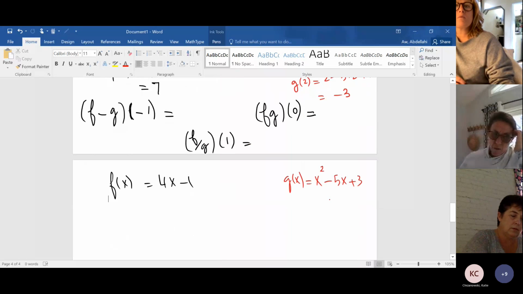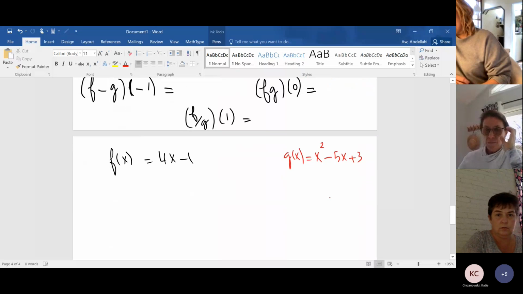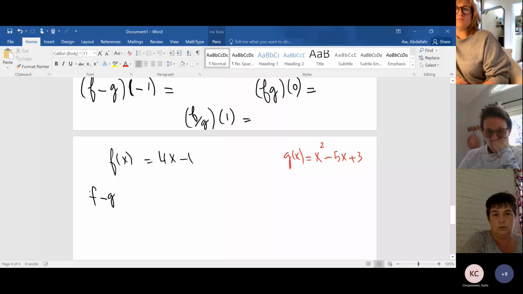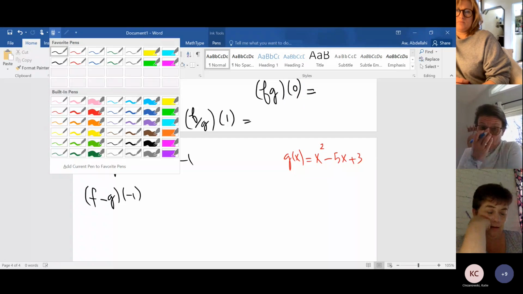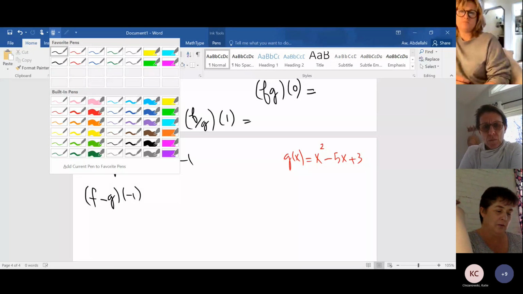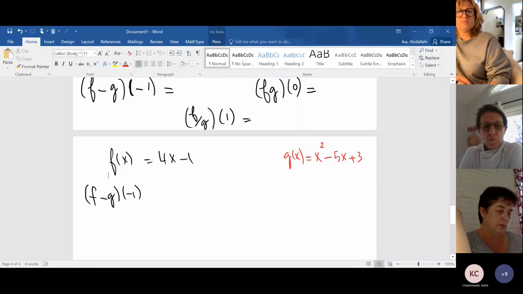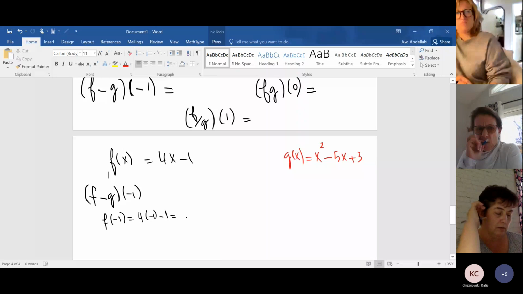Okay, for the first one, when we ask you what is f minus g of negative 1, f minus g of negative 1, right? What you do first, you plug in negative 1 into, go ahead. I can try, but I'm a little bit confused on this one. I put f equals 4 times -1 minus 1, which equals -5.